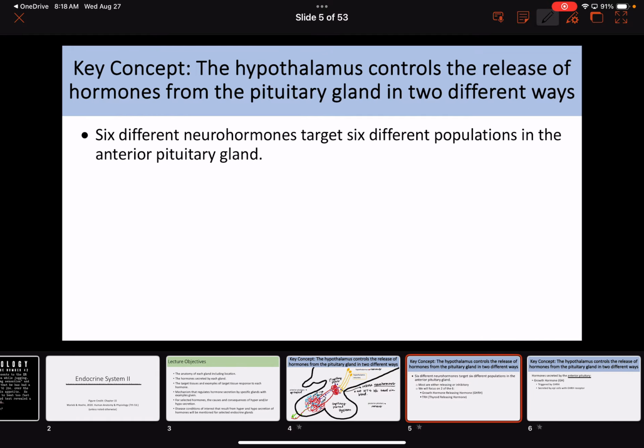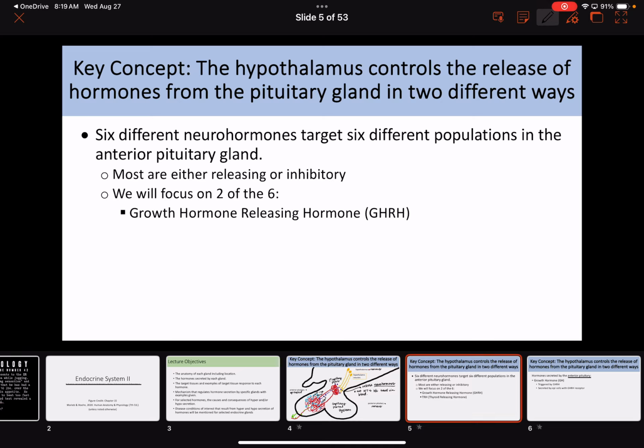All right, so there are actually 6 different neurohormones that target 6 different populations in the anterior pituitary gland. Because remember we said every hormone has a very specific receptor. So these 6 neurohormones that get released by the hypothalamus are going to have 6 different receptors to bind to in the anterior pituitary. Most of these neurohormones from the hypothalamus are either releasing or inhibitory. So they're either going to cause the release of the subsequent hormone, or they're going to inhibit it. And we're actually only going to focus on 2 of those 6, so you don't have to worry about all 6, just 2 of them.